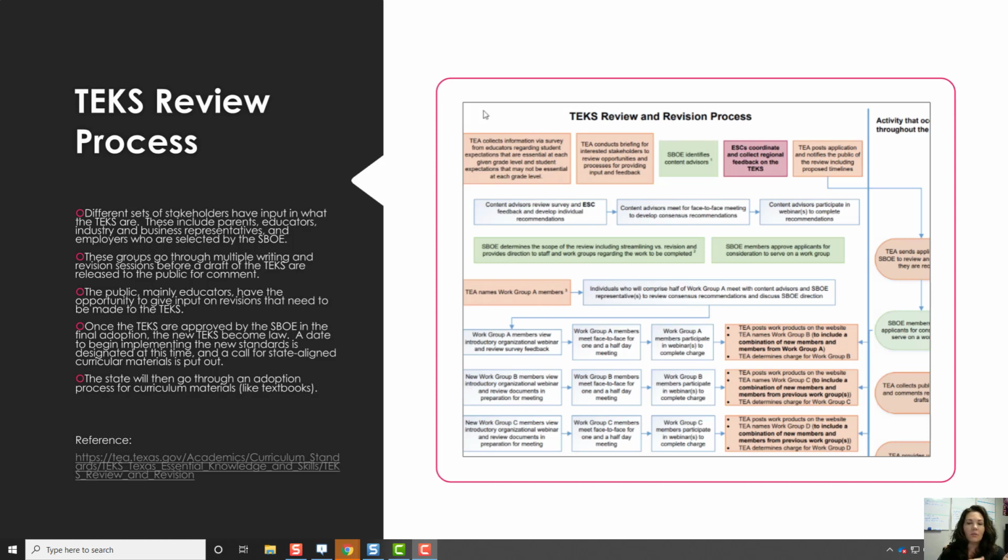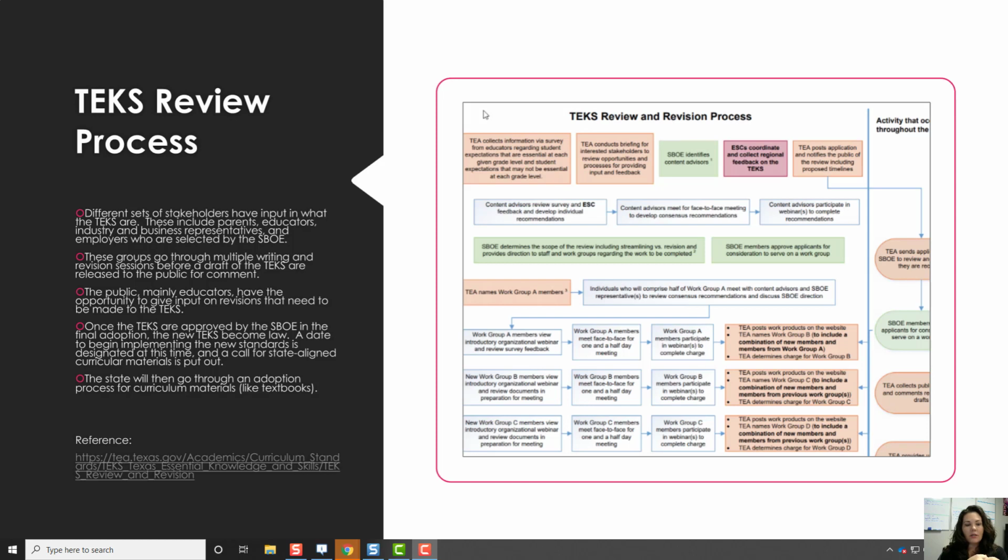But the year the TEKS become law isn't necessarily the same as the year they're going to get implemented. You're going to see a 1 to 2 year lag time. So for instance, with those English Language Arts TEKS, they were passed into law in 2017. We just started implementing them this year, and then they're expected to be fully implemented by next school year.